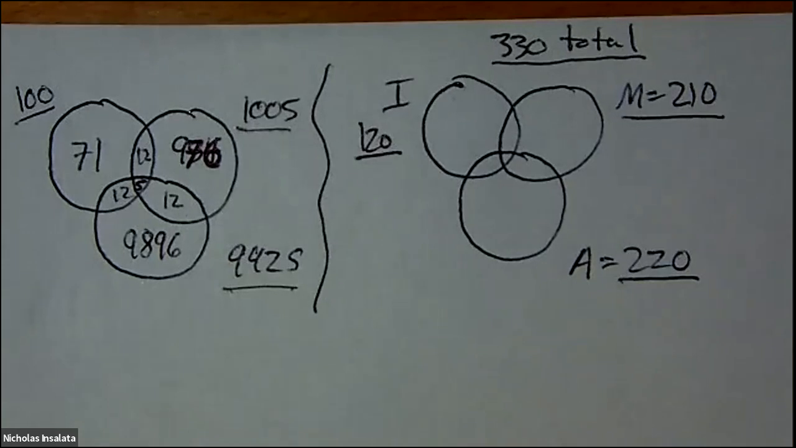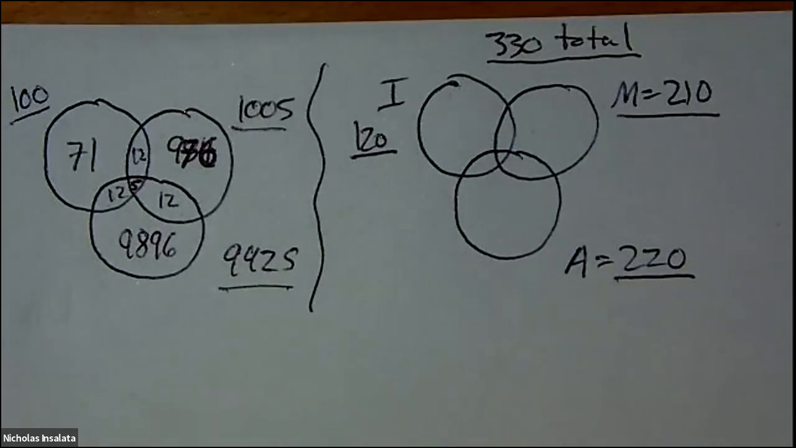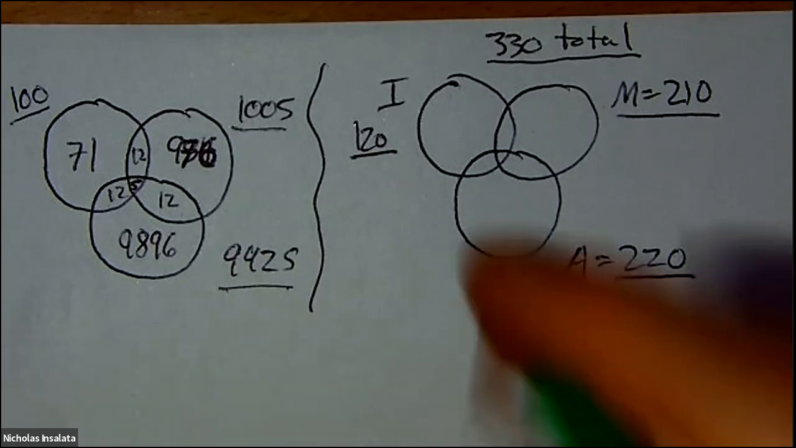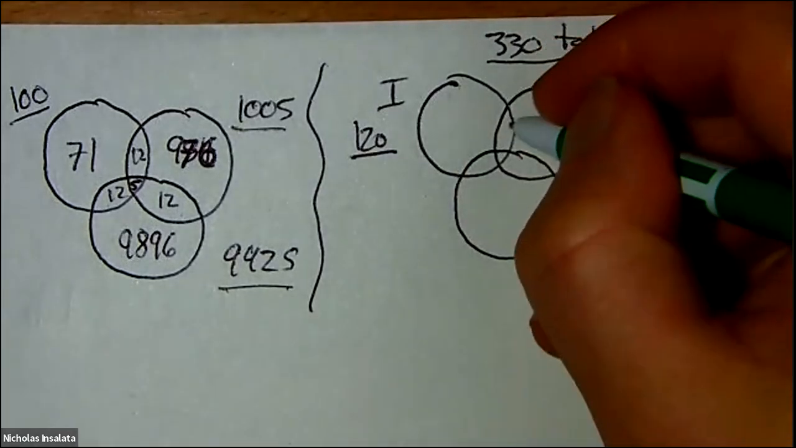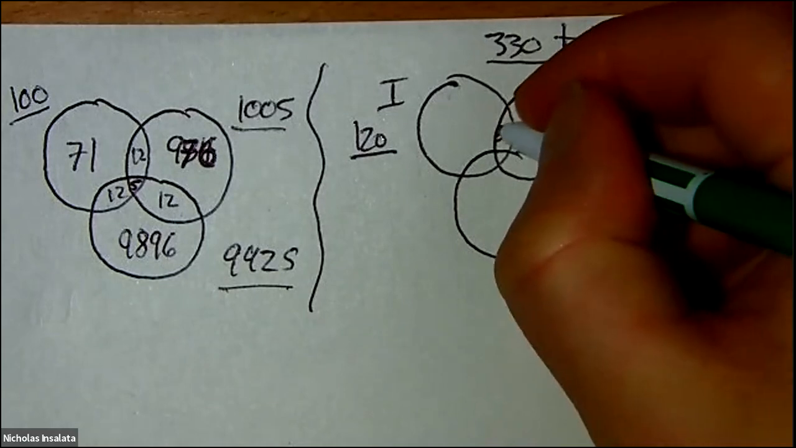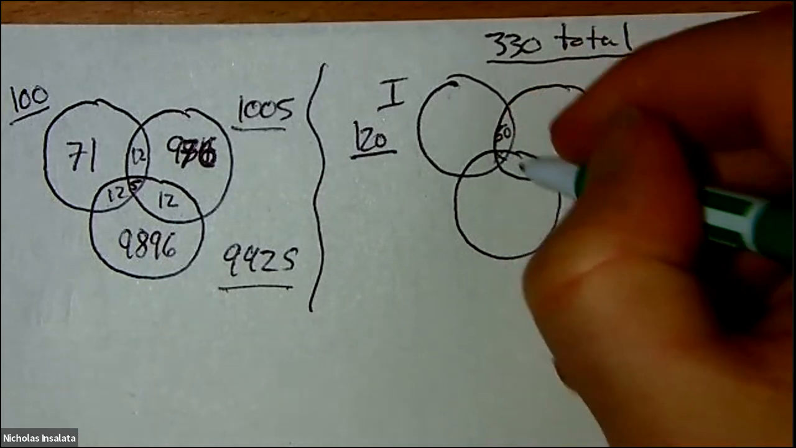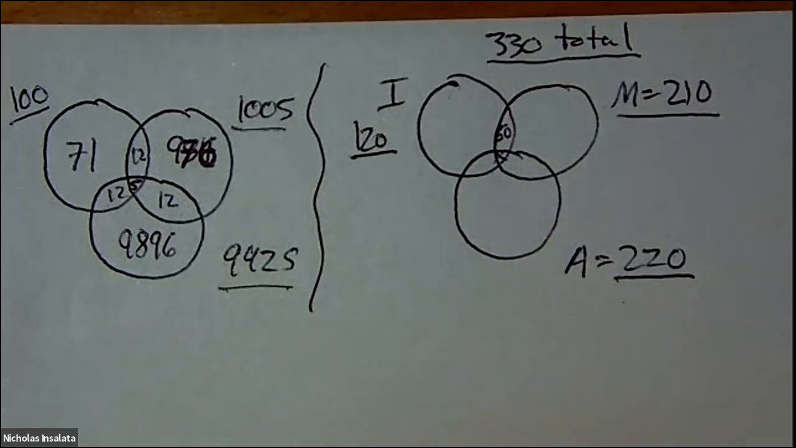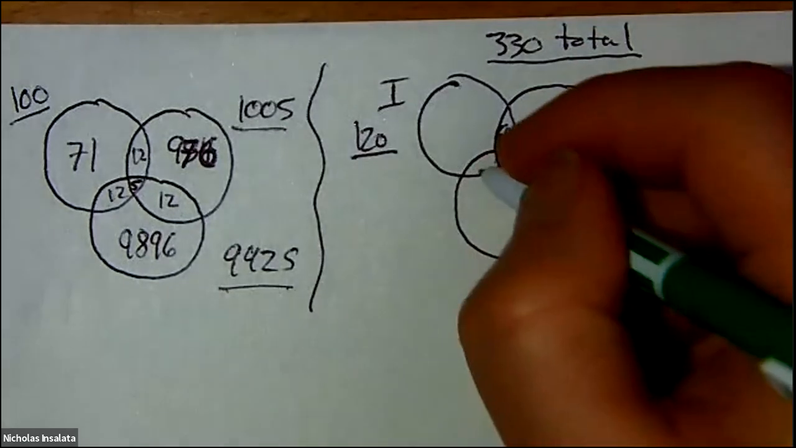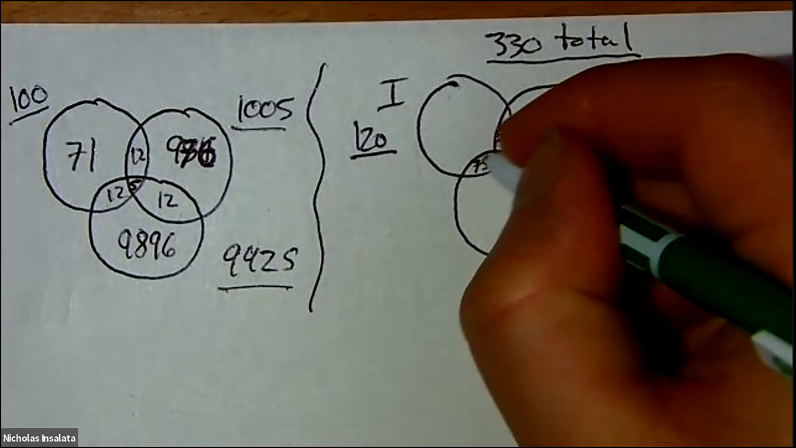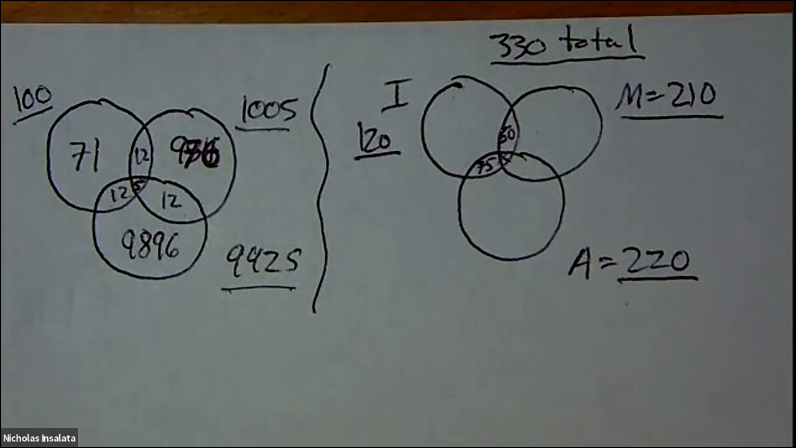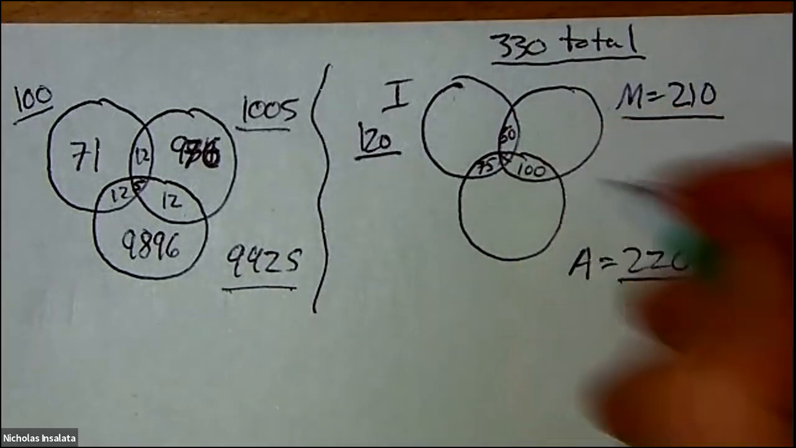Okay. We also know that 60 like both Italian and Mexican, right? So Italian and Mexican, there's 60 in here, including the center region, right? That's included. 75 like Italian and American, so 75 goes in here. And then 100 like Mexican and American, so 100 goes in there.